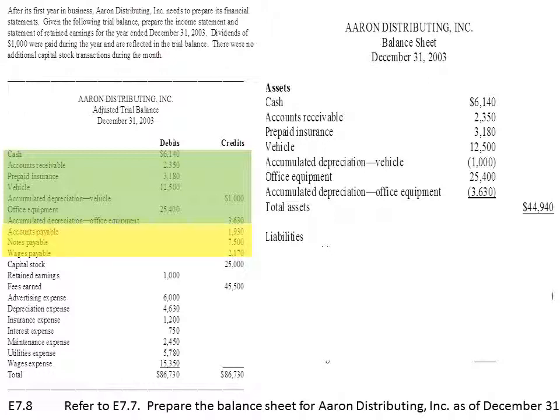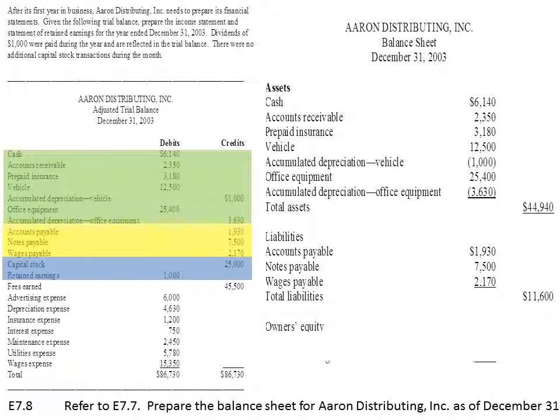Then we're going to take our liabilities, and those are the yellow ones. That's our accounts payable, notes payable, and wages payable. We'll add them all together, and we get $11,600 for our total liabilities. Our owner's equity in this case is our blue one, which is our capital stock and our retained earnings. Our capital stock is going to be $25,000, and our retained earnings is going to be $8,340.